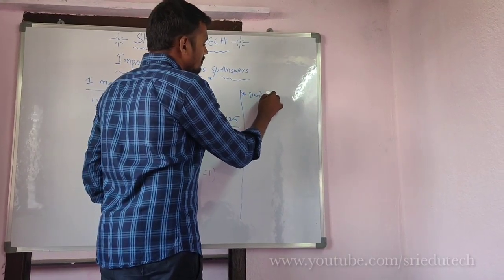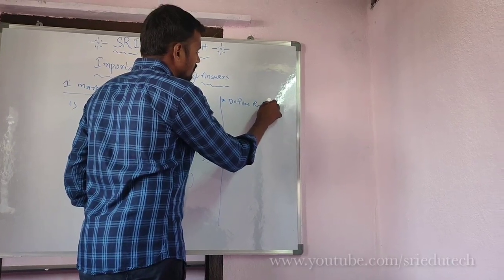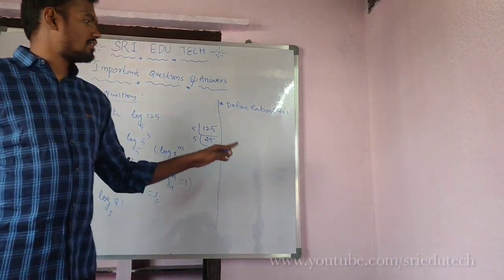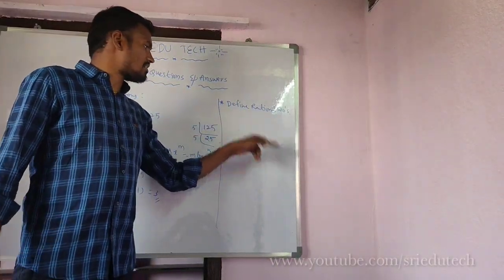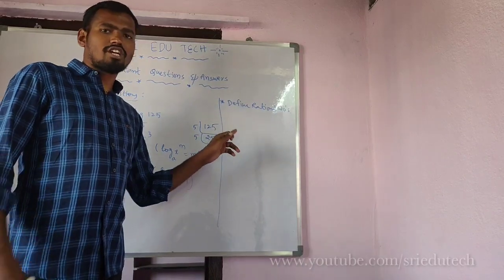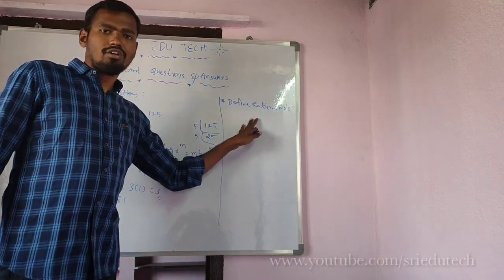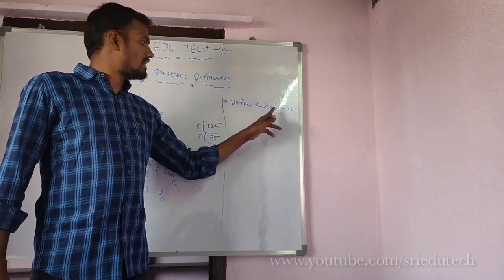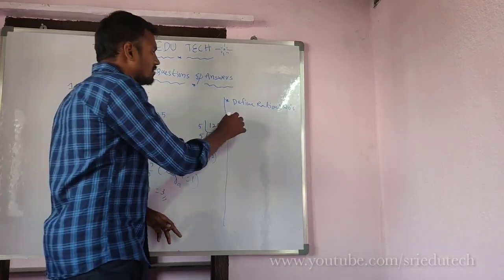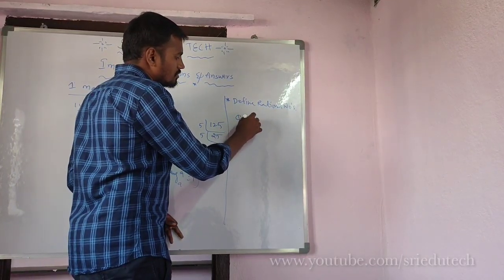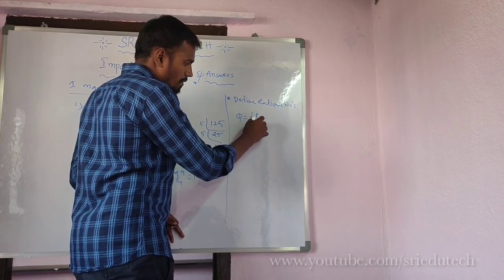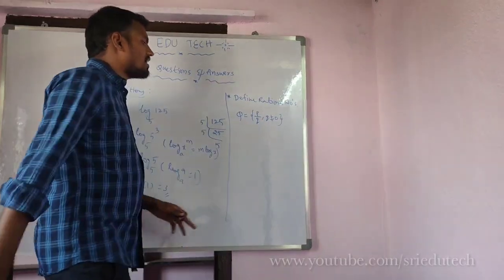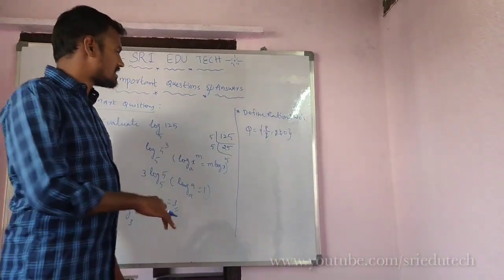Define rational numbers. It is very easy, you know already. Rational numbers are the numbers which can be written in the form p by q, where q is not equal to 0. It is denoted by capital Q. Capital Q is equal to the numbers which can be in the form p by q, q not equal to 0, called rational numbers.